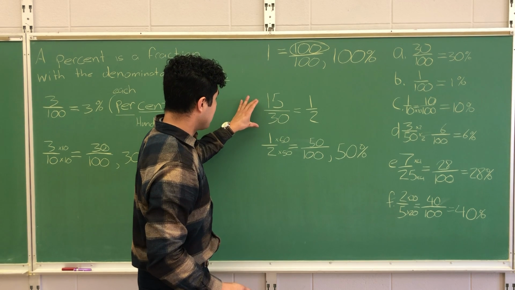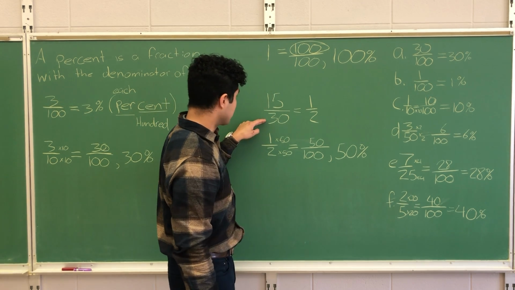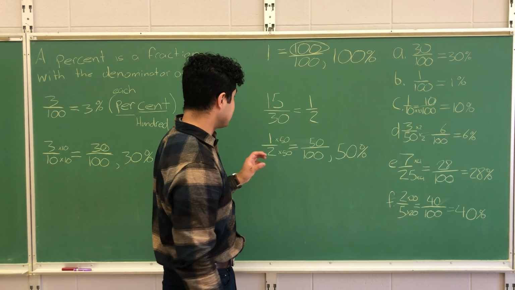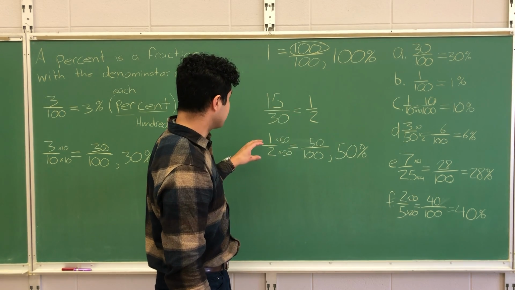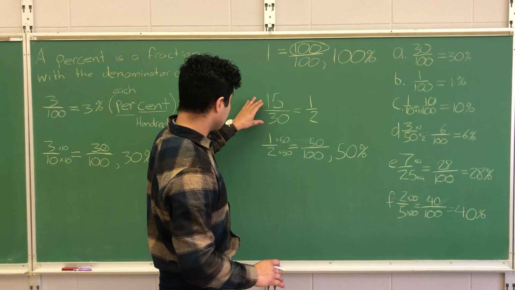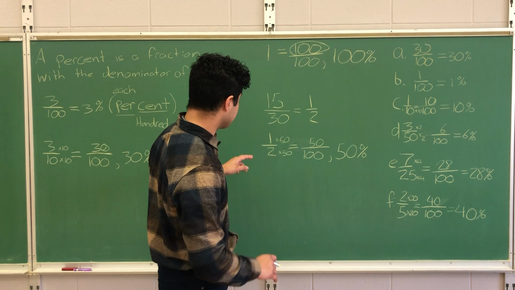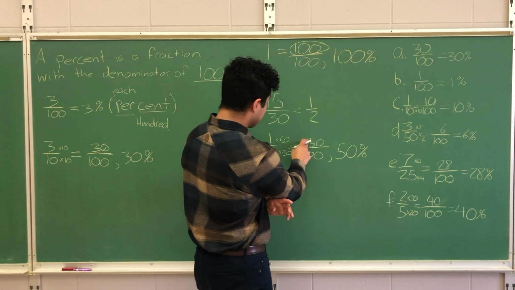Then we have another form of fraction here. We've got 15 over 30. We're trying to convert this fraction into a percentage, okay? So I've reduced this fraction to 1 over 2. You could do it multiple ways, but this is the way I did it. So 15 over 30 is reduced down to 1 over 2, okay? Now I've got 1 over 2, and this is the number I'm looking for.